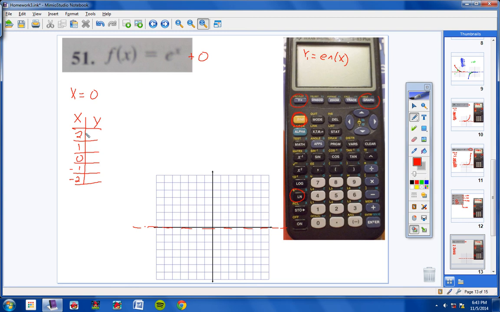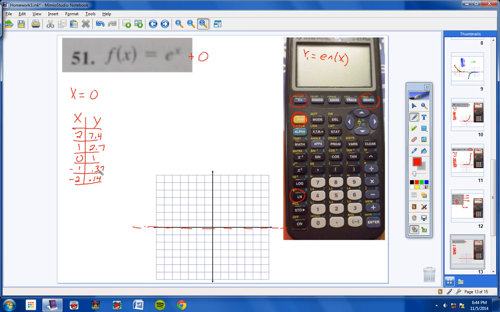Let me look at my notes here real quick. This is number what? 51. 2 would give you out 7.4. 1 would give you out 2.7. 0 gives you out a 1. -1 gives you out a 0.37. And -2 gives you out a 0.14, I believe. Kind of hard to read my handwriting, but I think it says 0.14.